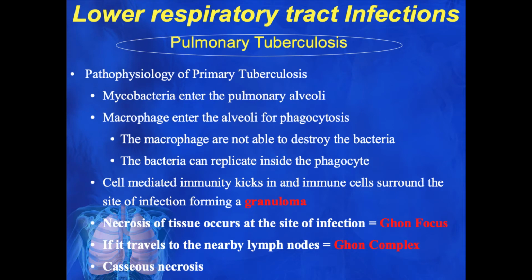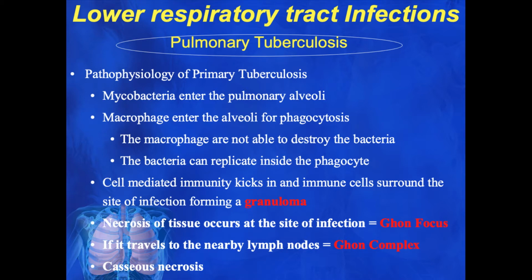The pathophysiology of primary tuberculosis. So we know the mycobacteria enters our alveoli. And then what's going to happen is we're going to have an immune response. And the first responders are going to be the macrophage. Now, macrophage, what they're going to do is they're going to do some phagocytosis.